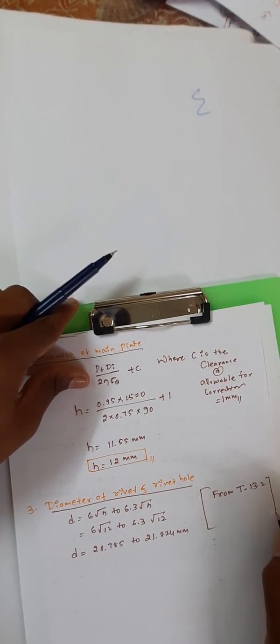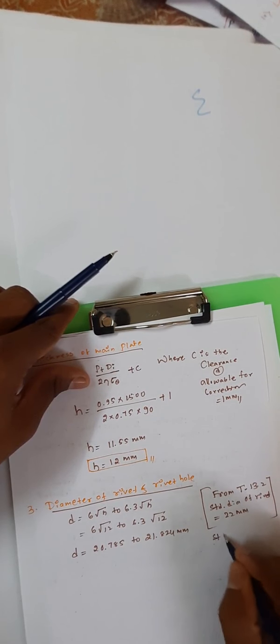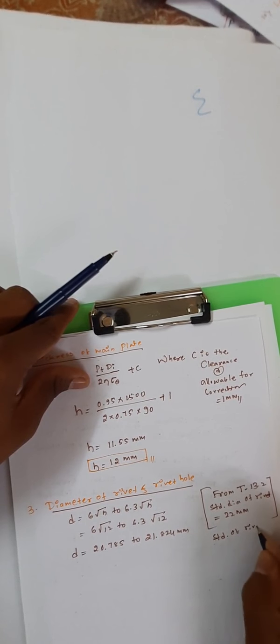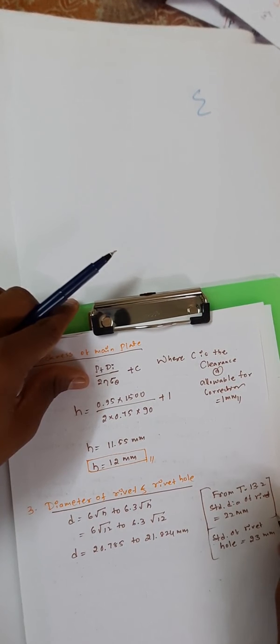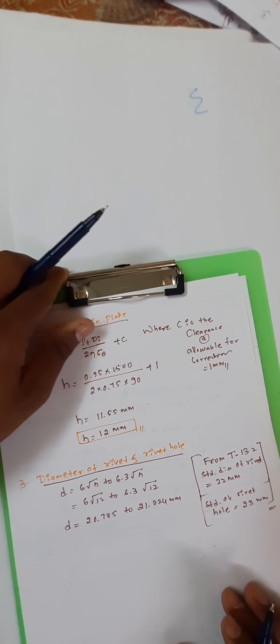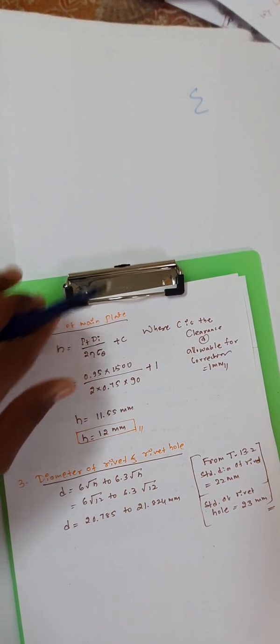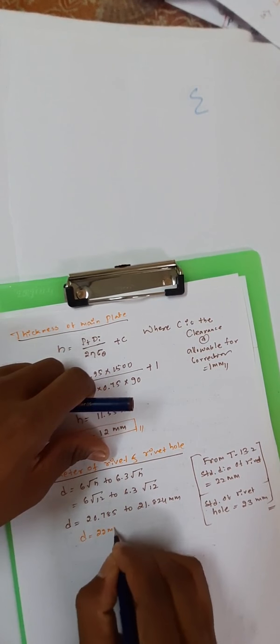Okay, so from table 13.2, the standard diameter of rivet is equal to 22 mm. So for that, the standard diameter of rivet hole is equal to 23 mm. I will show you that in the video. In that video I have already shown how to take the value of the standard diameter. Okay, next the diameter of the rivet is equal to 22 mm.